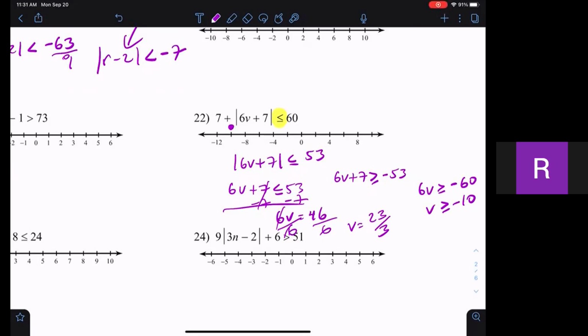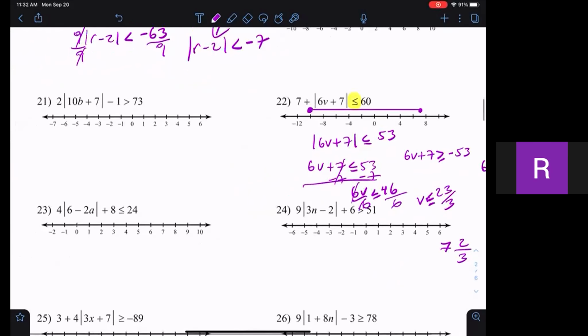You can write this as a mixed number if you want. So that's going to be 7 and 2 over 3, so that's about 7.66, about here. Since this is an intersection, you just put them together like this. Don't forget to include these values. This is less than or equal, and here is less than or equal. Since these are included, you color them in, and that's your answer.